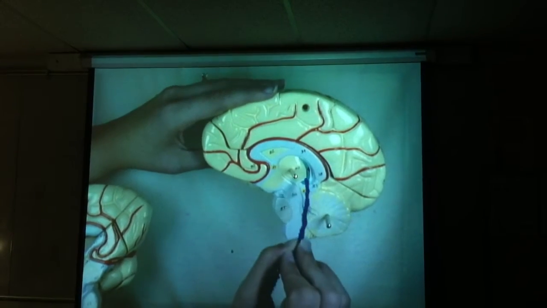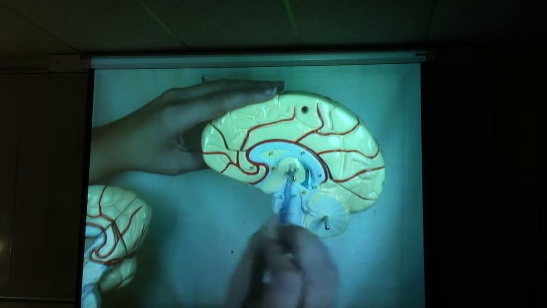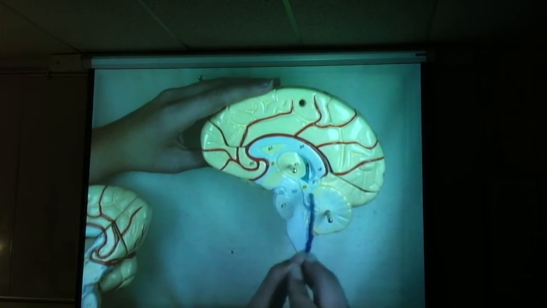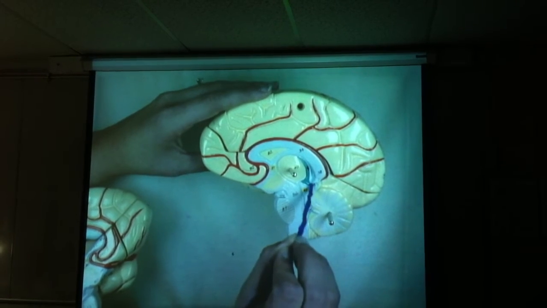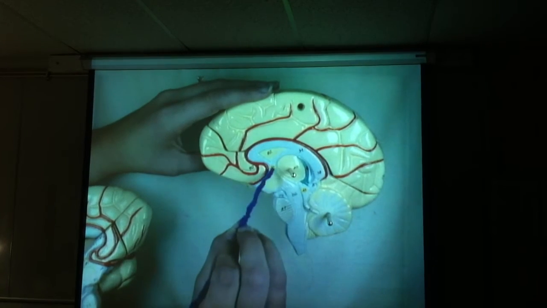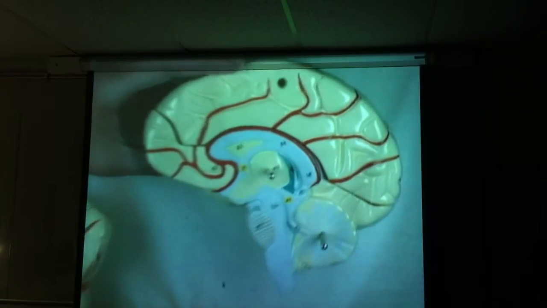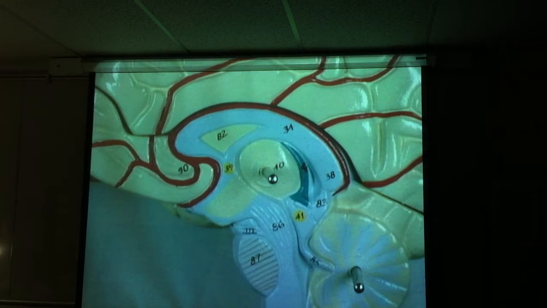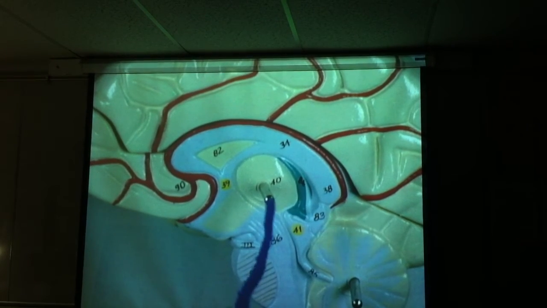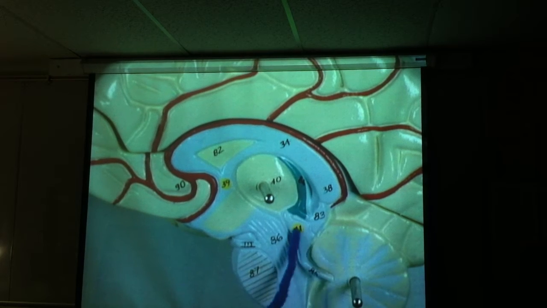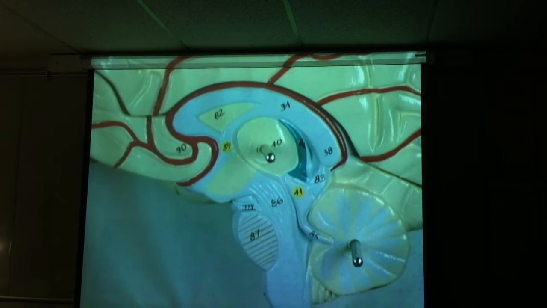Continuing on to the diencephalon, this middle part right here is the thalamus. This is the hypothalamus, and then back here is the epithalamus, and what I'm concerned about you knowing is the pineal gland. This is your anterior commissure, this would be your intermediate mass, and then the posterior commissure. Again, these are all tracts that connect the left and right halves of the brain.